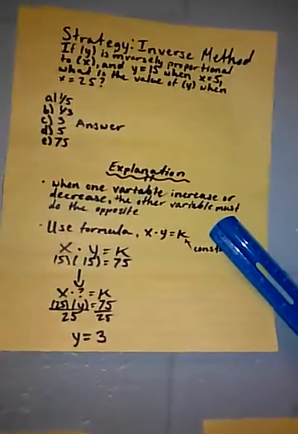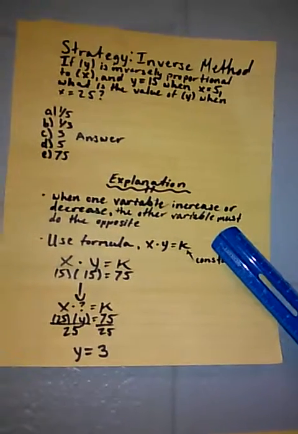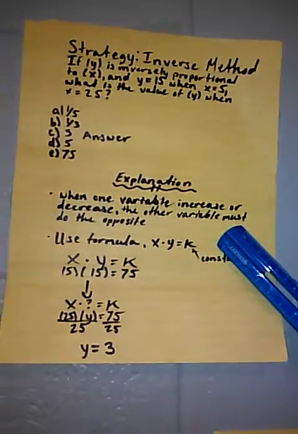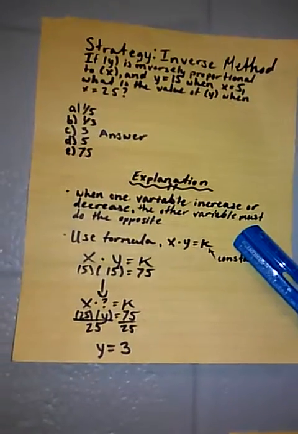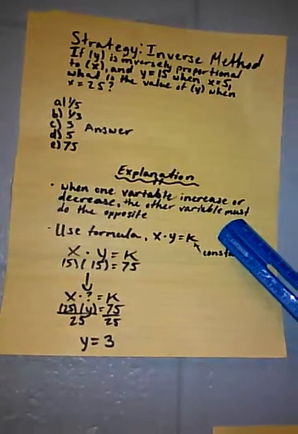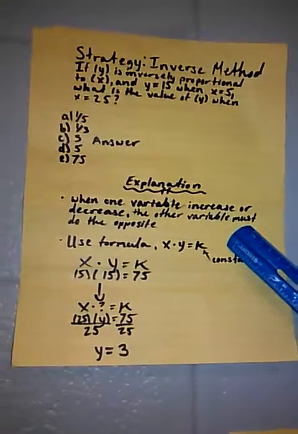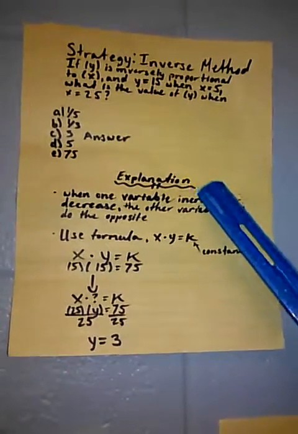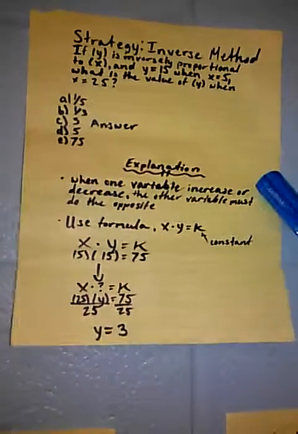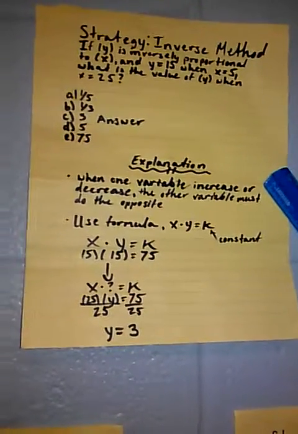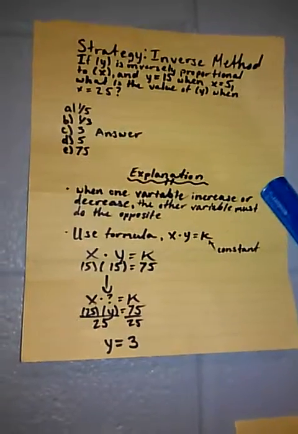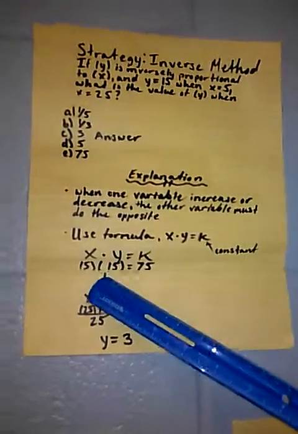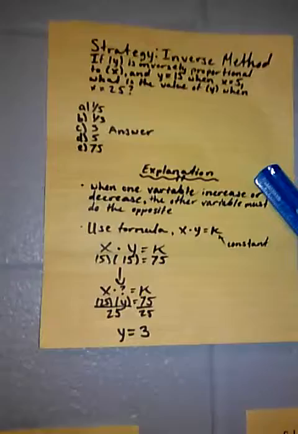Alright. The last strategy I will show you is the inverse method. The question reads, if y is inversely proportional to x, and x is inversely proportional to y, and y is equal to 15 when x is equal to 5, what is the value of y when x is equal to 25? So one thing that you must always remember when doing inverse method, when one value increases or decreases, the other value must do the opposite.